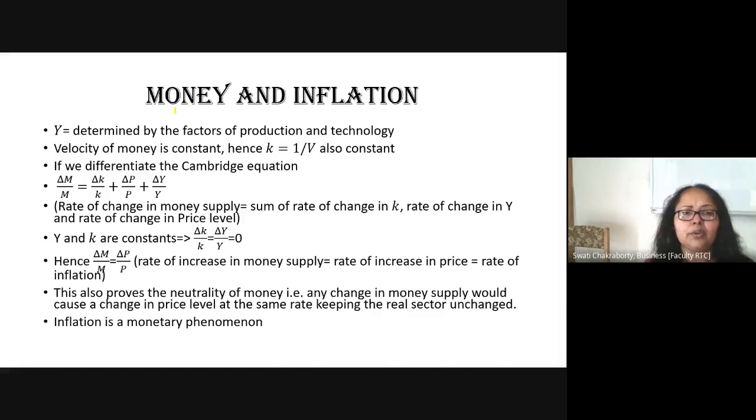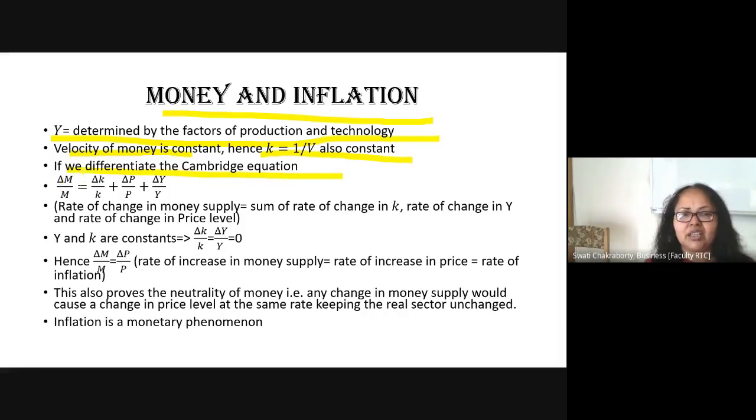So we go to the next thing, that is money and inflation. Now Y, that is output, we know that it's determined by the factors of production and technology. And we also know that velocity of money is constant. So K, we know, is 1 by V, so K is also constant, right? So what do we know? M is equal to KPY.